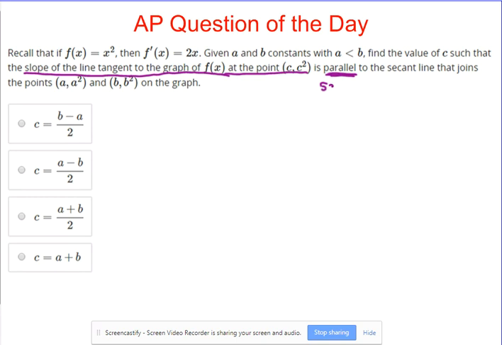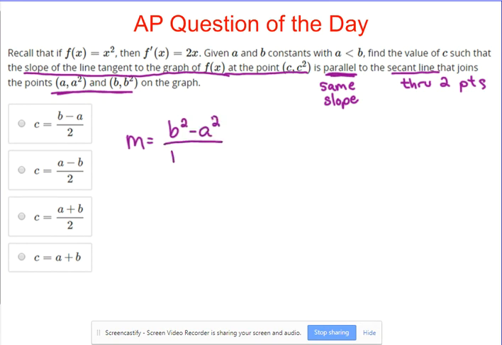Okay, we should be thinking same slope as the secant line, that's the line through 2 points, that joins these 2 points. So we need the same slope as the slope of the line joining these 2 points. So maybe we should start with calculating that slope. So b squared minus a squared over b minus a.